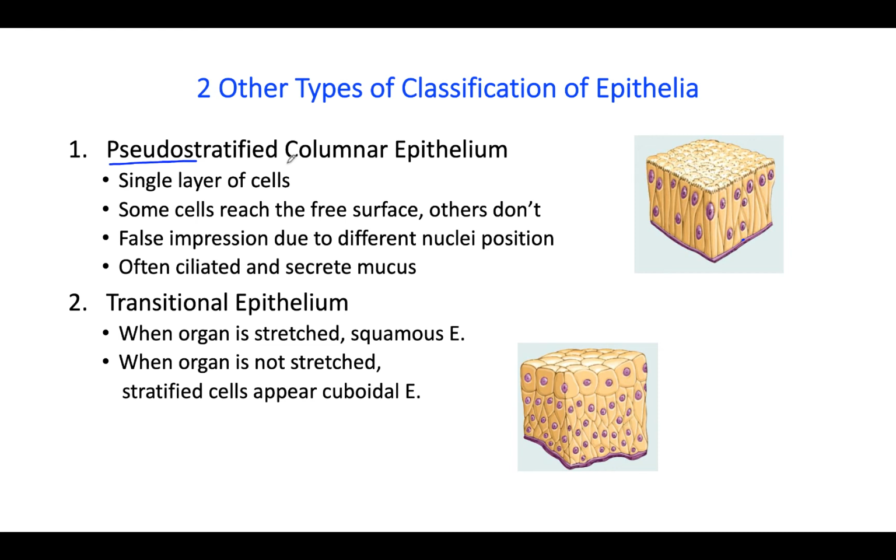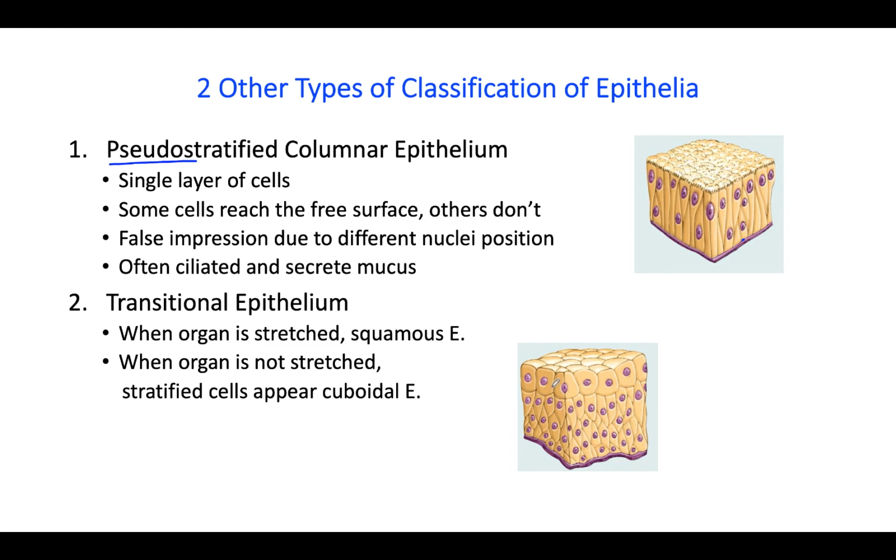And this pseudostratified columnar epithelium is usually ciliated and secretes mucus. So on the top of this apical region, they have whip-like or short hair-like cilia. Cilia are attached.